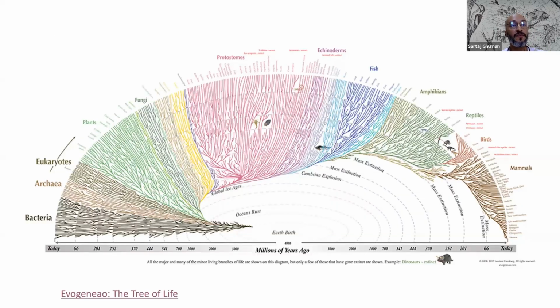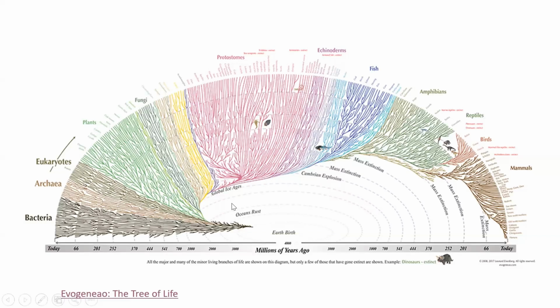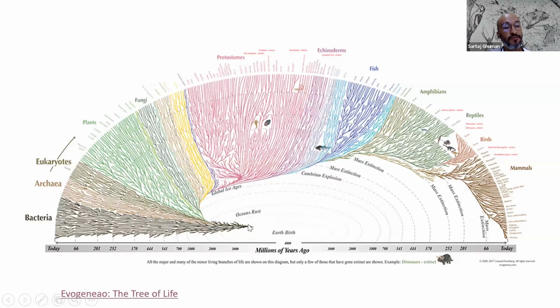And this, I'm sure some of you have seen this before, is the tree of life. If you can see my cursor, can you see my cursor, Rajesh? I can't. Oh, now I can. Yeah, when you move it, I can. Yeah. Okay.